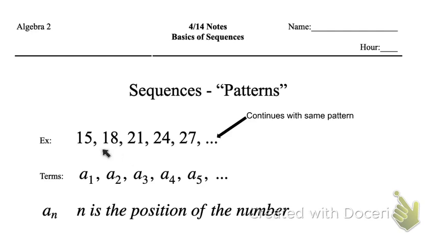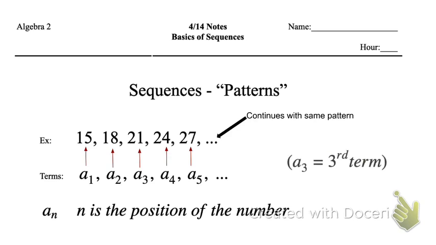But each of these numbers here, the 15, the 18, the 21, 24, and 27, they're in a specific spot, okay? They're called a term. So this 15 right here is in the first position, the first spot. The 18's in the second, and so on. So the first term is 15, the second term is 18, the third term is 21, and so on down the line. All the way there, the fifth term is 27.